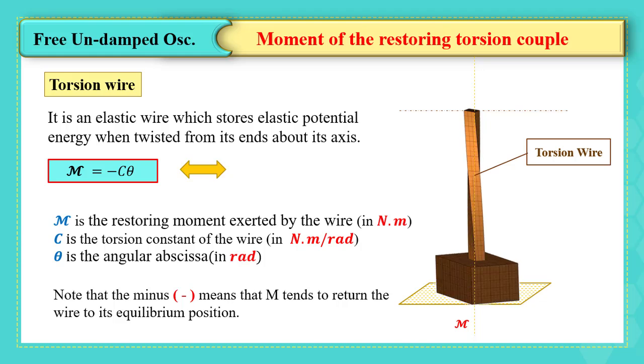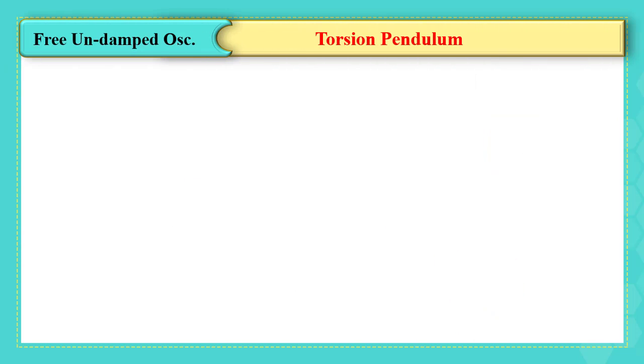This idea is the same as what we took in translation for the tension of the spring, which is also a restoring force. It was given as minus kx, where the minus also tends to return the spring to its equilibrium position. The torsion pendulum is a mechanical oscillator. To study its free and damped oscillatory motion, we are going to consider this torsion pendulum.